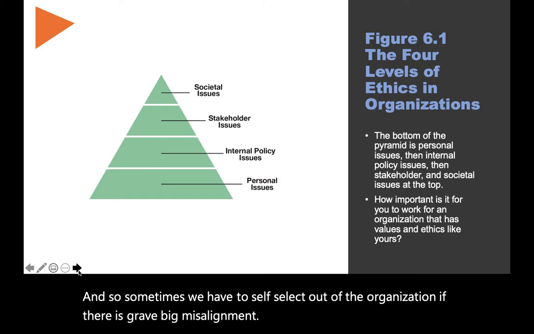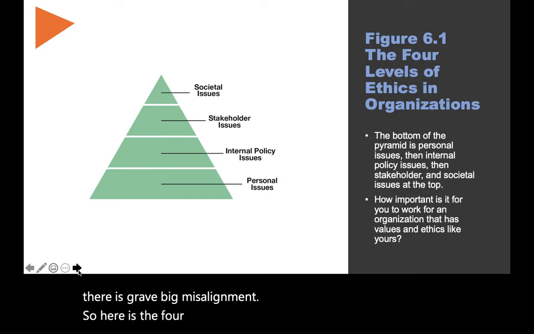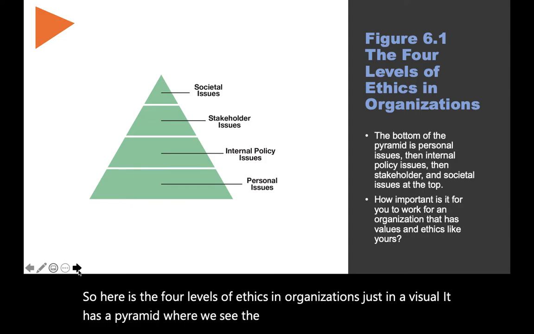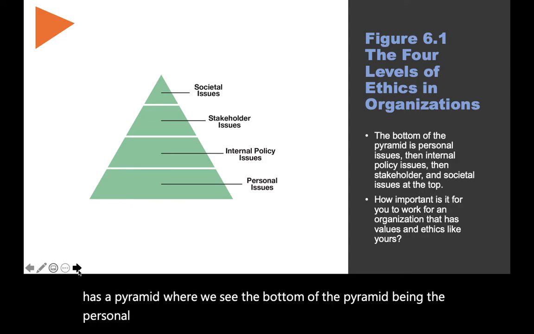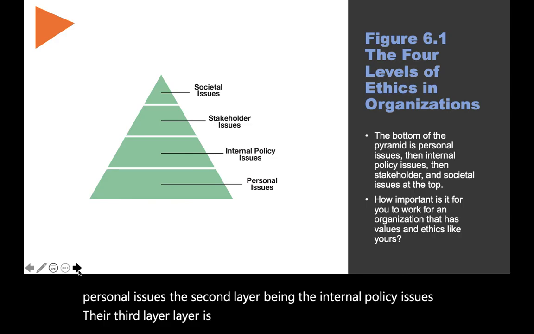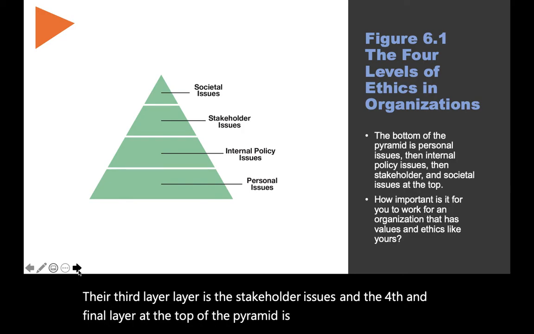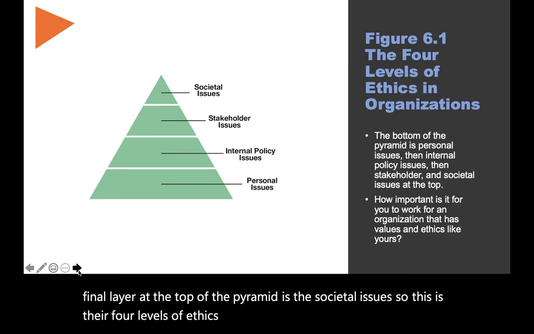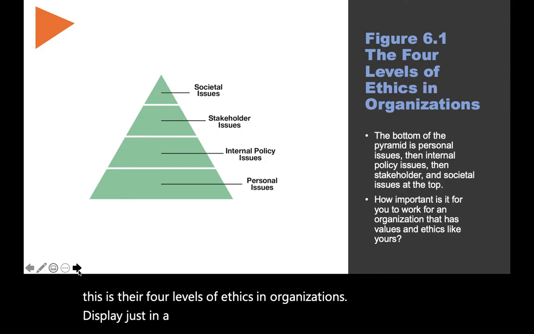So here are the 4 levels of ethics in organizations, just in a visual. It has a pyramid where we see the bottom of the pyramid being the personal issues, the second layer being the internal policy issues, the third layer is the stakeholder issues, and the fourth and final layer at the top of the pyramid is the societal issues.